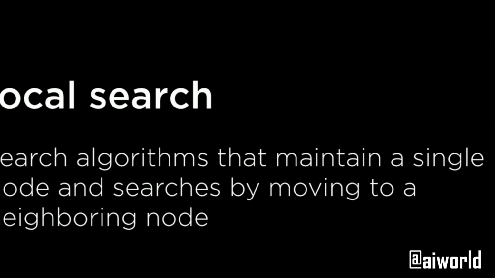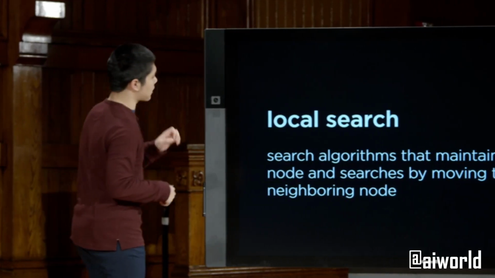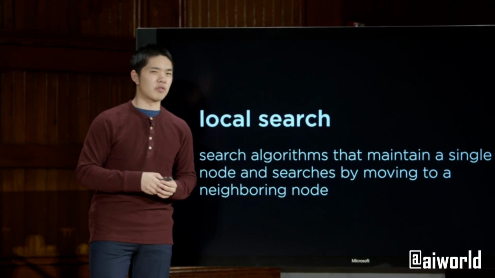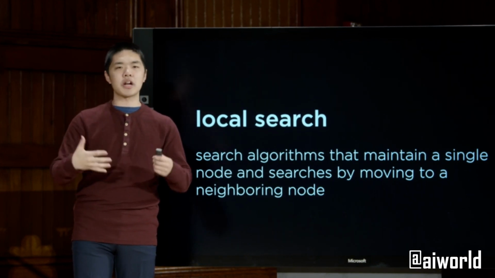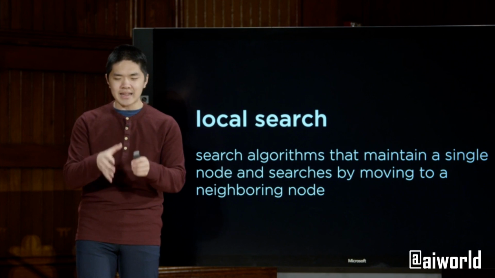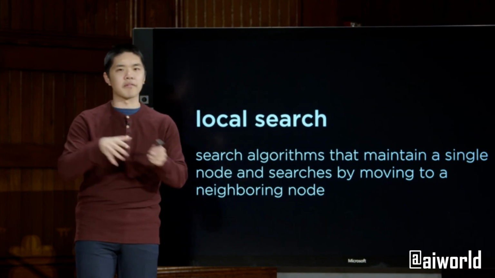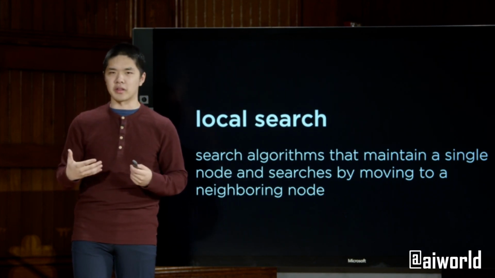Local search differs from search algorithms we've seen before, like breadth-first search or A-star search, which generally maintain a whole bunch of different paths that we're simultaneously exploring, trying to find our way to the solution. On the other hand, local search is a search algorithm that's really just going to maintain a single node, looking at a single state. We'll generally run this algorithm by maintaining that single node and then moving ourselves to one of the neighboring nodes throughout this search process.